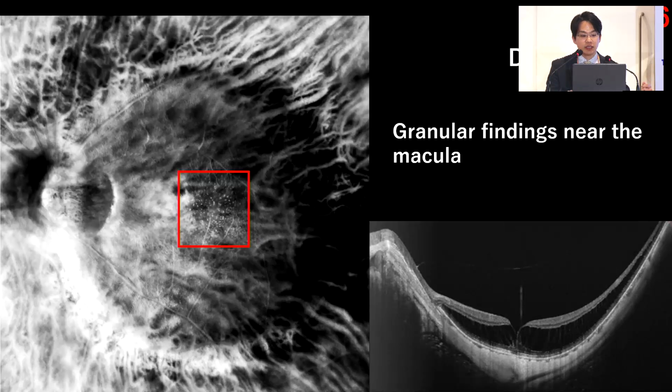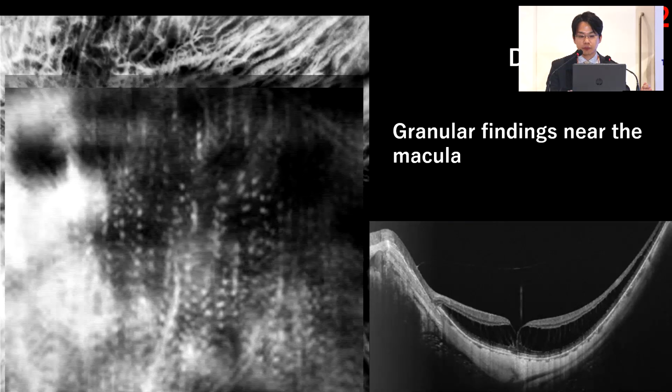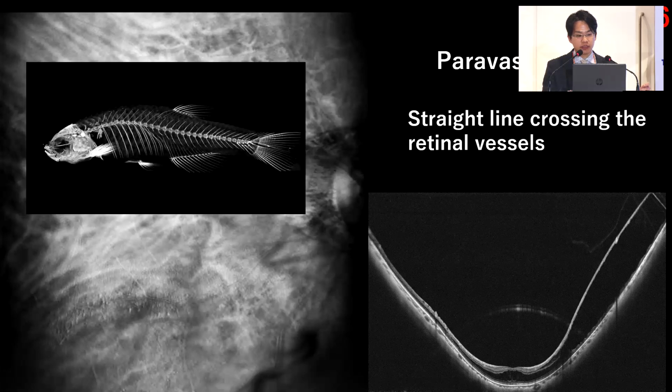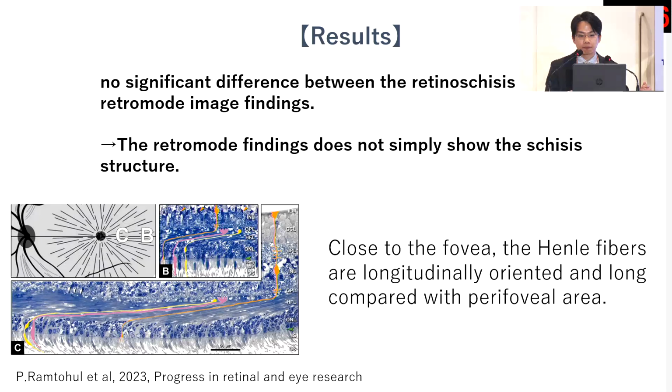This is the new finding, dots. Dots are granular findings near the macula. This is paravascular striae. These are straight lines that cross the retinal vessels like a fishbone. We examined a total of 56 eyes with MTM, and 28 eyes, half of the participants, had paravascular striae.